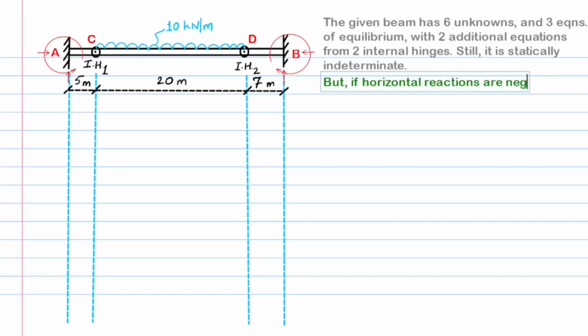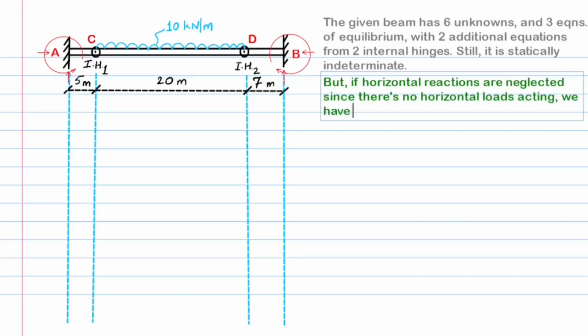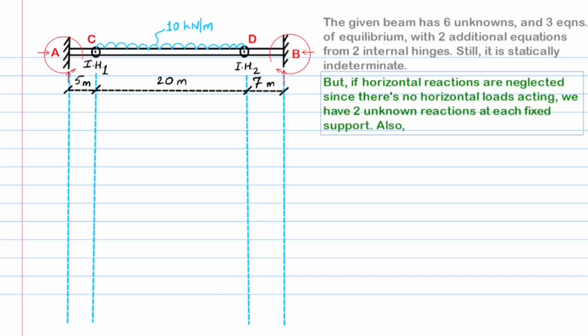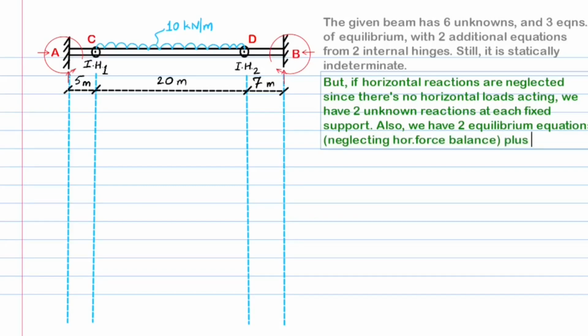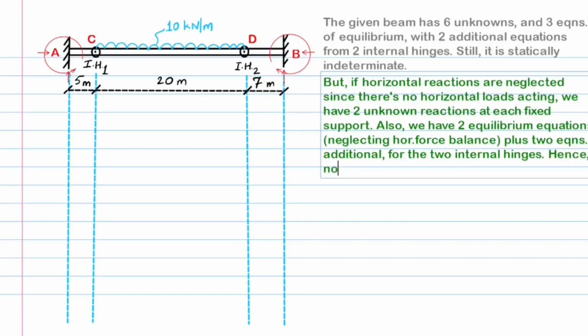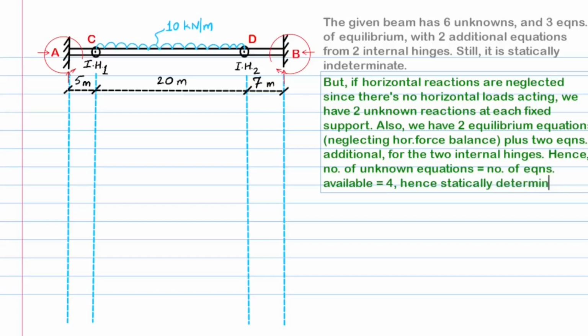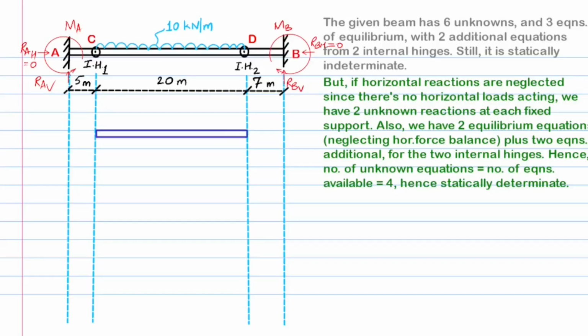But we know that there are no horizontal loads applied over the beam, and hence it is easy to make out that the horizontal reactions at the supports are both 0. We now have two unknowns from each of the two supports with the total number of unknowns as 4, and neglecting the equation depicting the horizontal balance of forces, we have two equilibrium equations available and two additional equations from the internal hinges with the total number of equations available also as 4. Hence the beam can now be considered as statically determinate.